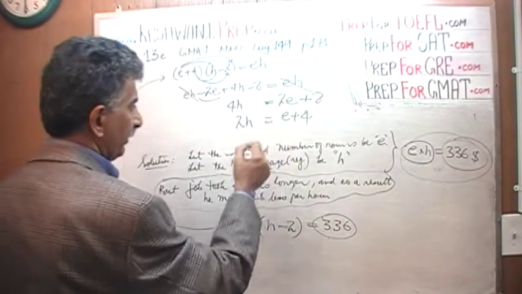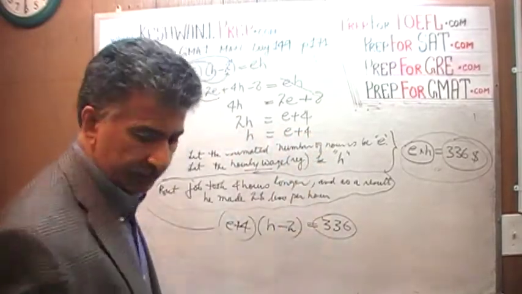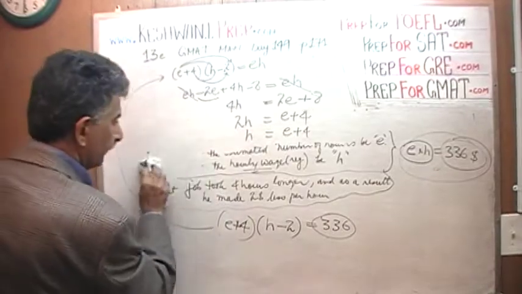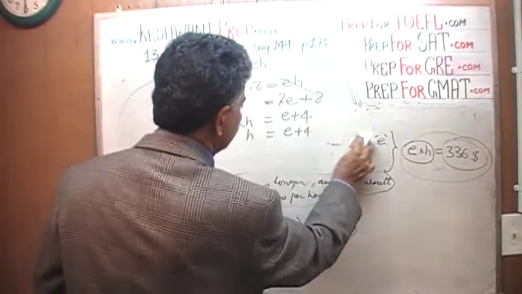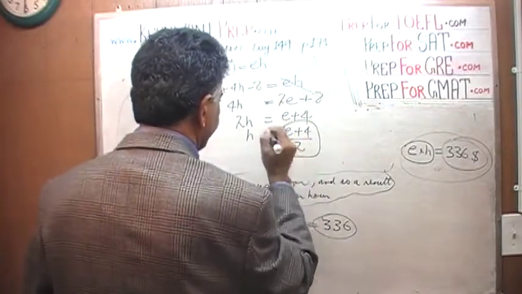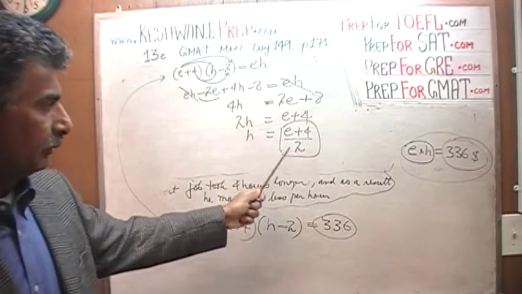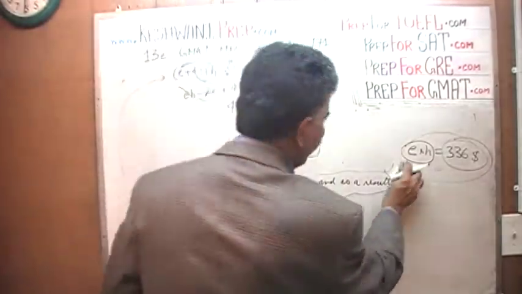Let's divide both sides by 2, so we get h equals e plus 4 over 2, and I need the room now. Voila. We're going to put this one in that equation.